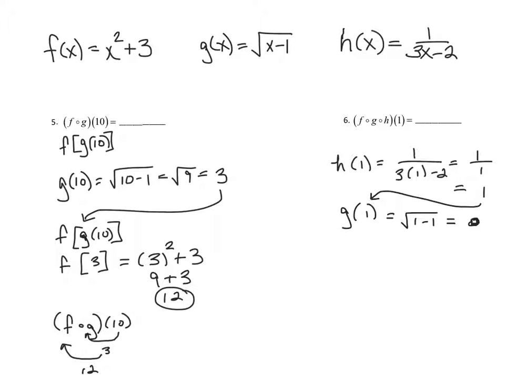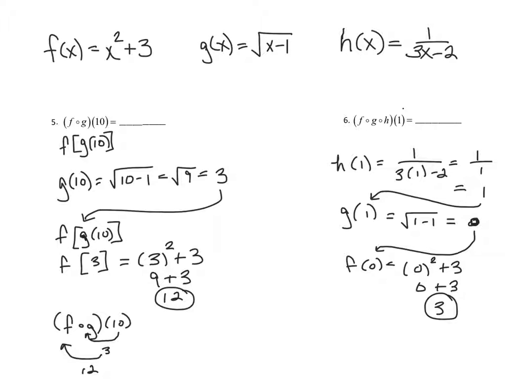Okay, so now that we have 0, we're going to take that, and one more time, now we can plug it into f. f of 0. Let's see, f is x squared plus 3, and we're plugging in 0 where we see x. So we get 0 squared, which is 0, plus 3. 3 is my answer.